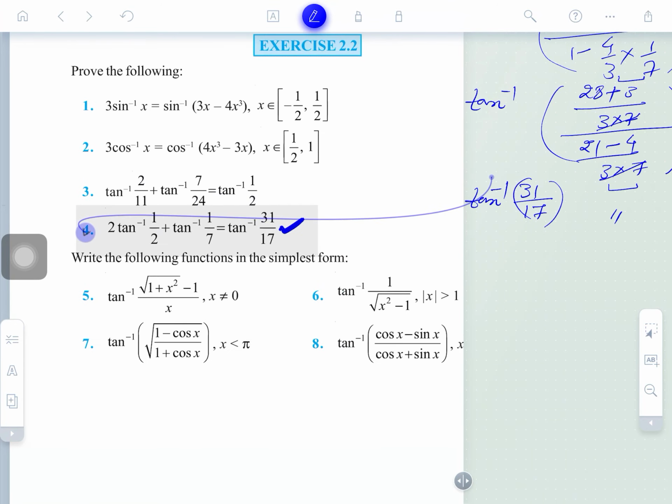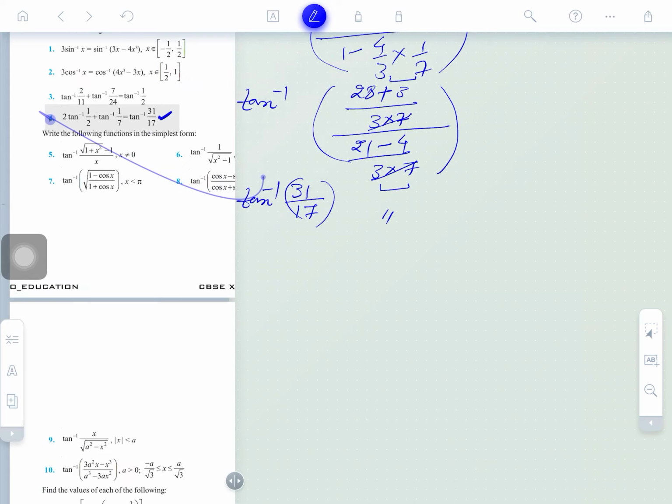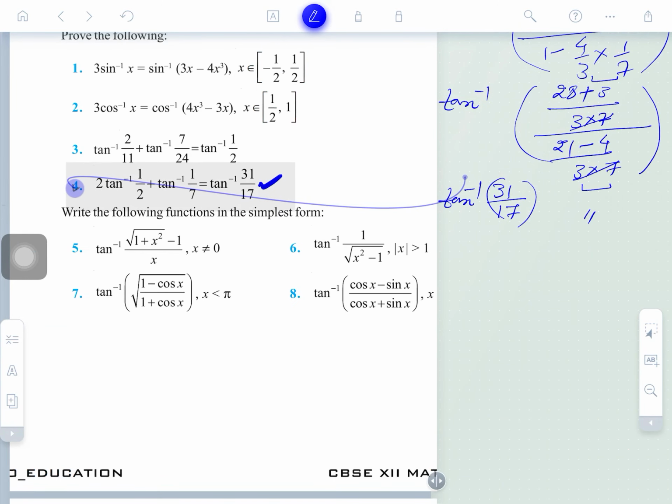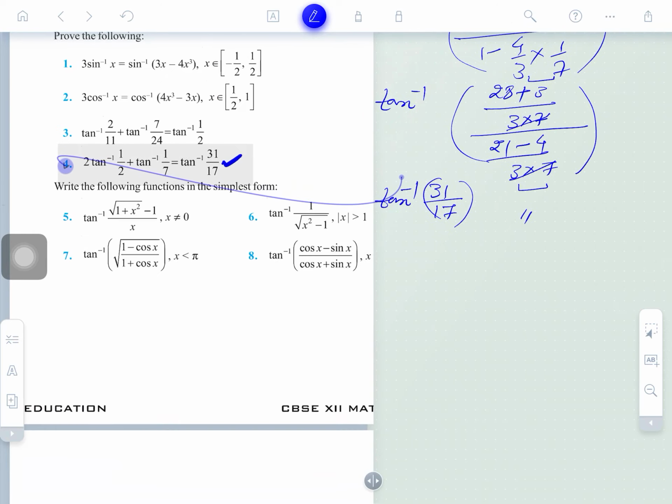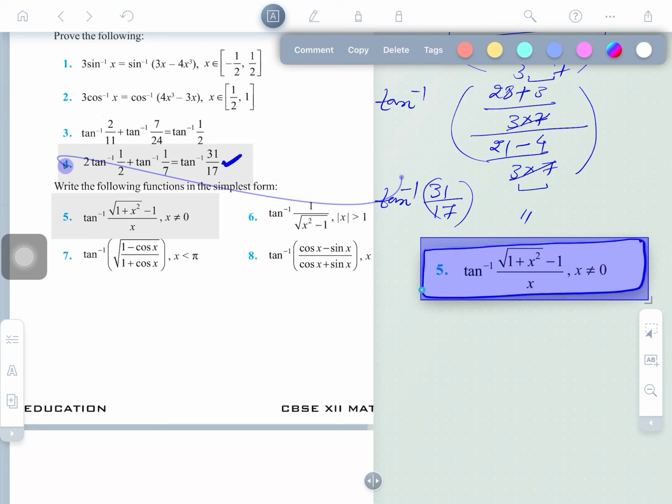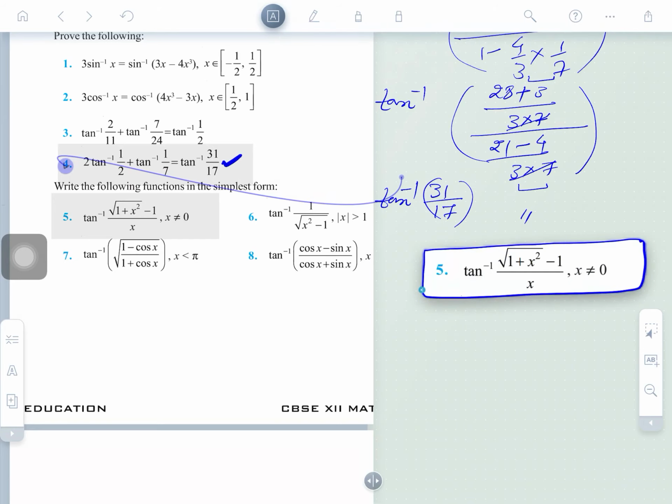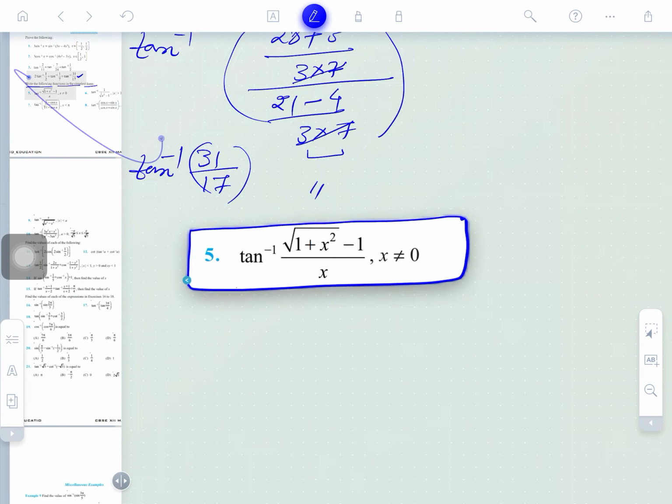Right now the question we have solved here. Now, some more questions to be discussed here. The fifth question today we will discuss. So, first question is what? Tan inverse, fifth question, solution number 5. What is question number 5 saying? Write the following function in simplest form. Simplest form means we have to simplify. Is there any domain given here?